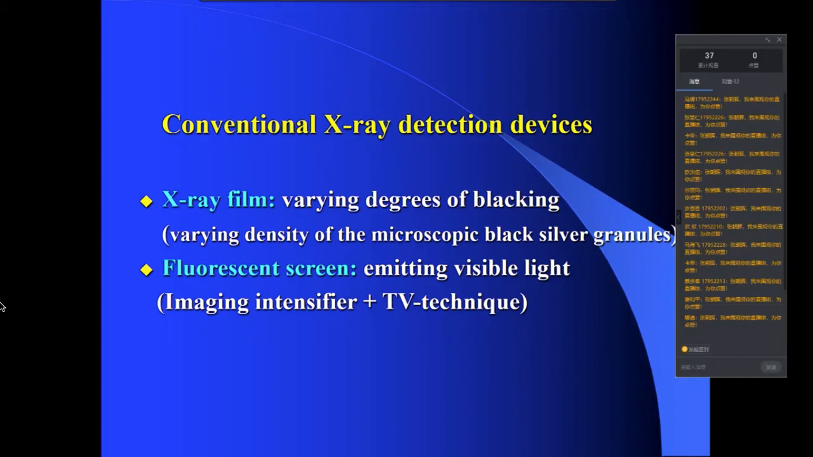Fluorescent screens show the image of the exam subject by emitting visible light. To make the image on screen not only visible but clear and convenient for observation, people use an imaging intensifier plus TV technique in fluorescent examination.